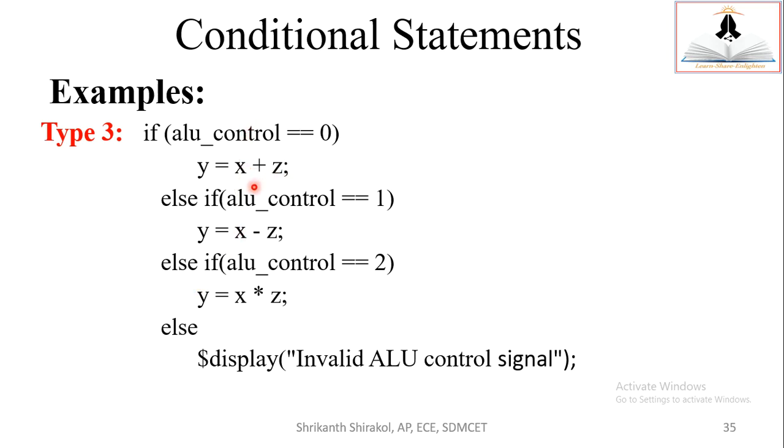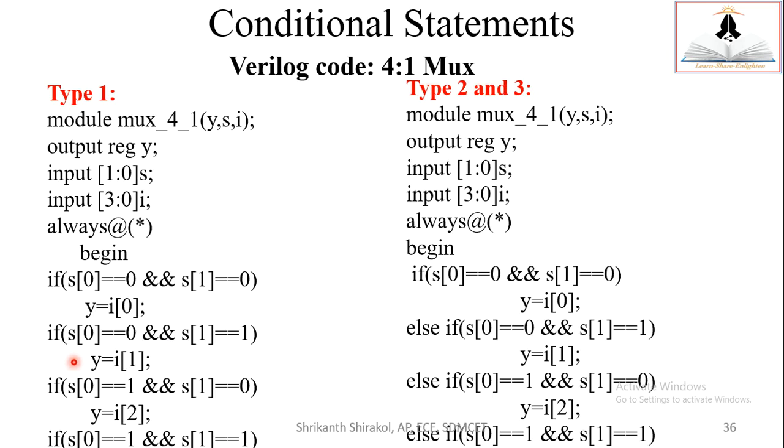So each operation is done based on the select line, that is ALU underscore control. If control is 0, then addition, control is 1, subtraction, control is 2, multiplication. If none of 0, 1, 2 is given, then this display command should be executed, or else any of these three commands will be executed and expressions evaluated. So this is a conditional statement, type 3 example. Now we shall have some codes here.